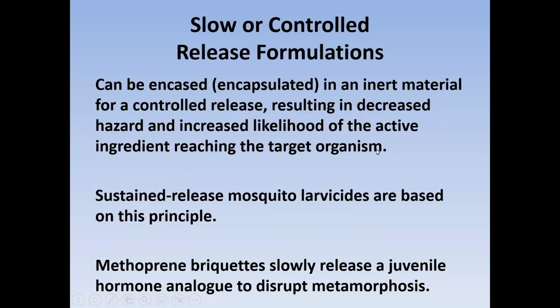Okay, slow release formulations can be encased or encapsulated in inert material for controlled release, decreasing hazard and increasing the likelihood of the active ingredient reaching the target organism. So sustained release mosquito larvicides are based on this principle. Methoprene briquettes slowly release a juvenile hormone analog to disrupt metamorphosis. Often these slow release formulations are used in catch basins to control mosquito larvae, so you don't have to come back and treat them every week.